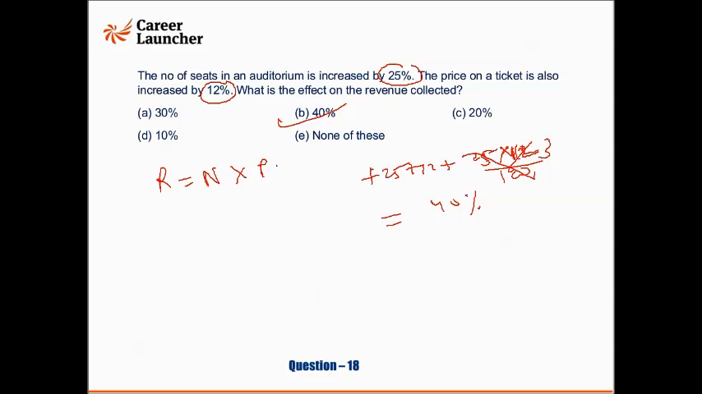So see, students, that successive percentage formula is going to help save your time, and you don't need to, first of all, take revenue as X, and then increase the number of seats by 25% of X, and then increase the ticket price and then multiply the result. So don't do it in that way. Just use that formula, A plus B plus AB by 100, and you will get the desired result. Okay.